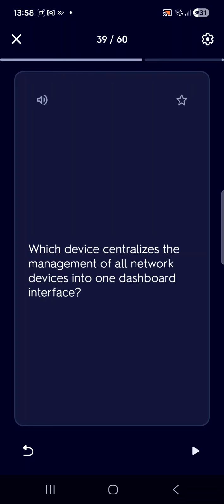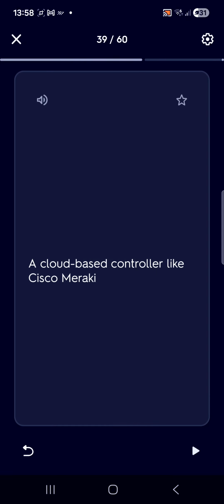Which device centralizes the management of all network devices into one dashboard interface? It would be a cloud-based controller like Cisco Meraki.